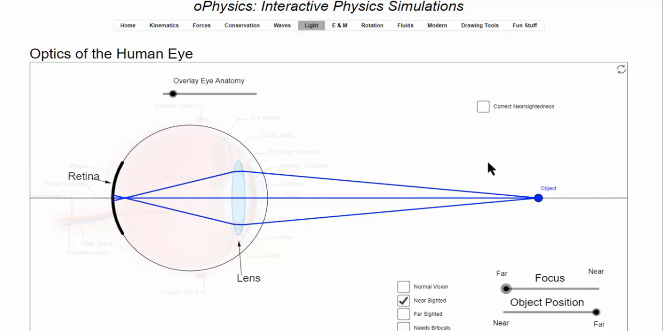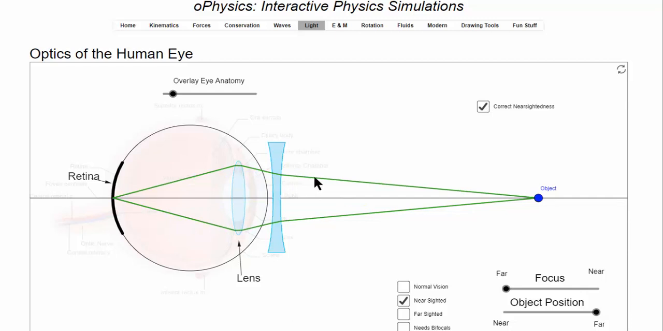So to correct for nearsightedness, you'd like to bring these rays out a little farther so that they can focus back here on the retina. And you do that with a diverging lens. So now the rays diverge from the principal axis at that diverging lens, go through the eye lens, and now are able to meet at the back of the retina. So we can correct for nearsightedness. Somebody who's farsighted is able to see far objects well, but not able to see near objects well.